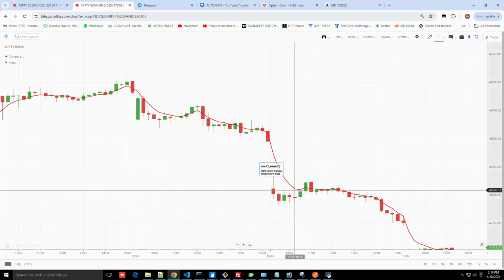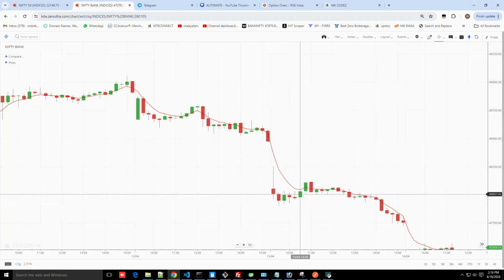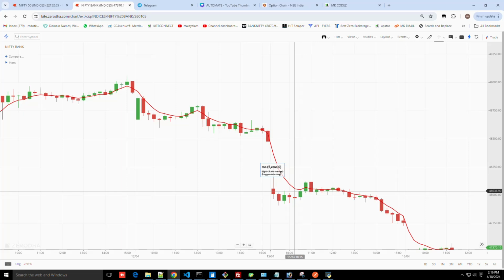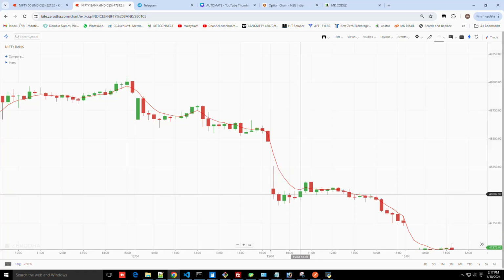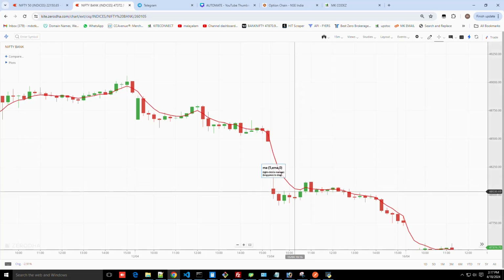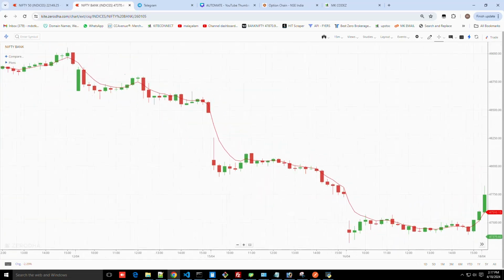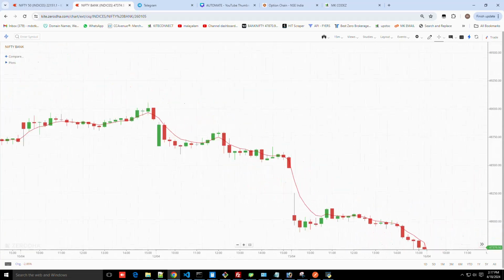That means here the candle has closed below the EMA and it has not touched the EMA, and our next candle has crossed above the high of the previous candle and we got the order. This is our entry criteria. Let's see how to execute this in our scalping software.